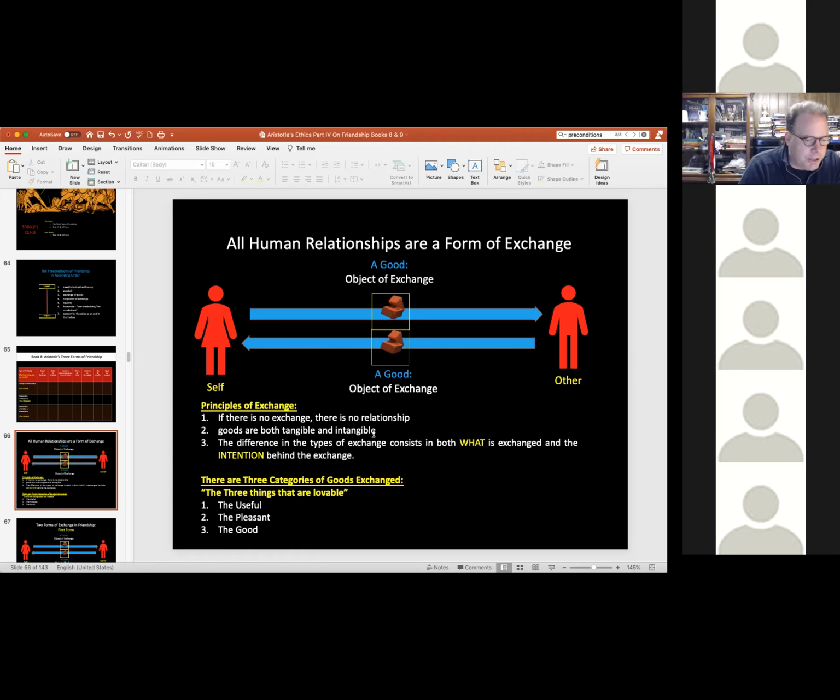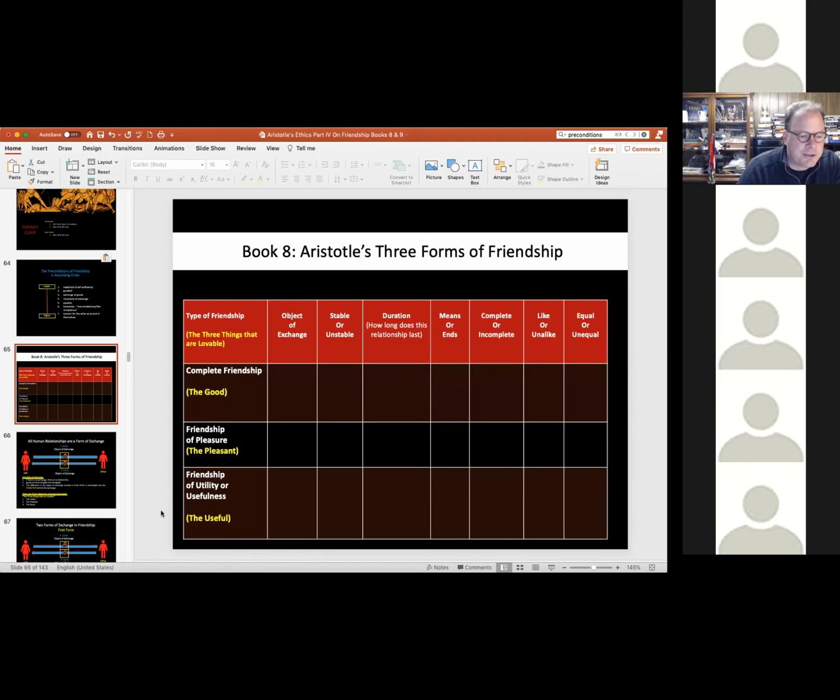We'll look at this in a moment. There's going to be two types or ways of making exchange. And the differences consist in both what is exchanged, different types of goods, but also the intention behind it, why I believe I'm doing what I'm doing, and particularly who I believe I'm benefiting. So here he talks about the three types of goods that are exchanged: the useful, the pleasant, and the good. And so those three types of exchange then define these three different types of friendship.